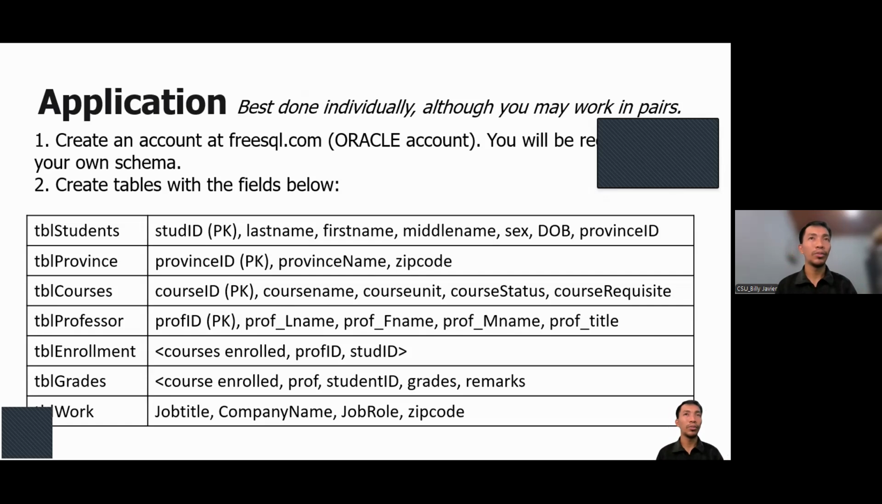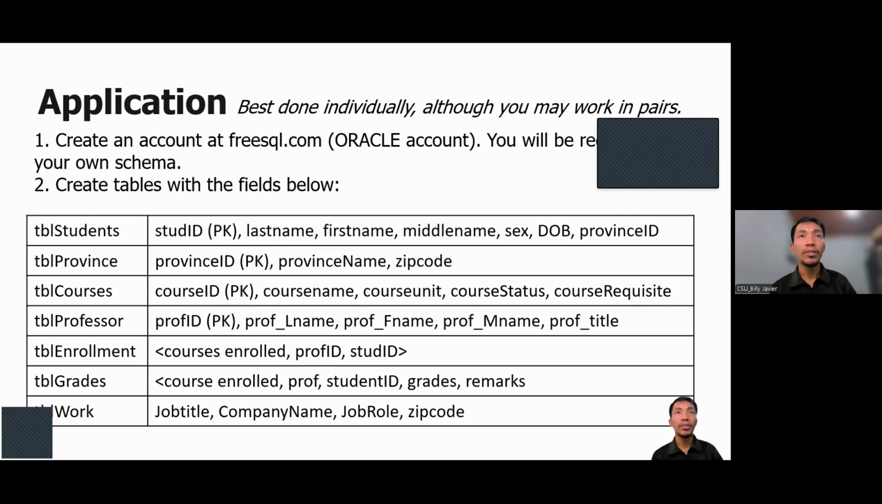So we have the table students with student ID as a primary key, inclusive of the fields last name, first name, middle name, sex, date of birth, and province ID as a foreign key. The province table will include province ID, the province name, and the zip code, while the table courses includes a primary key, course ID, course name, course unit, course status, course requisite.